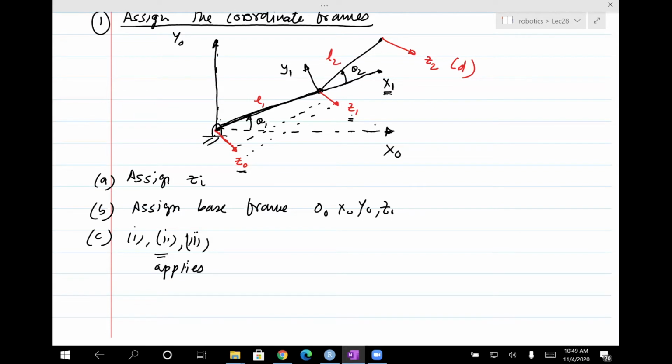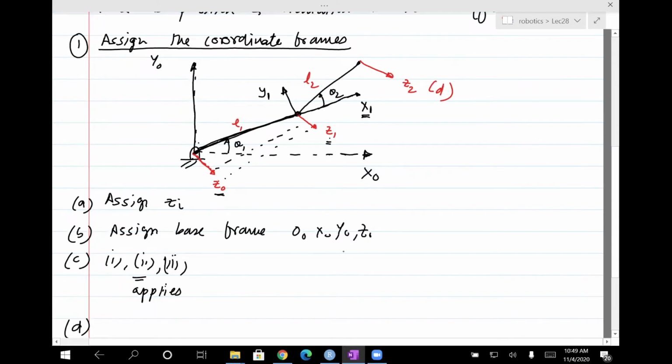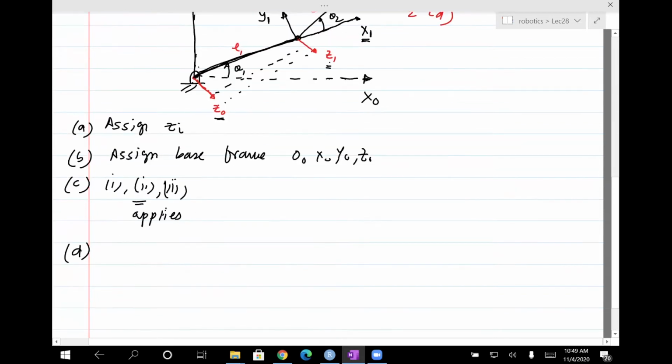Finally, we need to go to 1d, and d says how to attach the end effector frame. So the end effector is right here. It says to attach zn in the same direction as zn minus 1. So it says attach z2 along z1. That's what it means, right? Zn along zn minus 1.